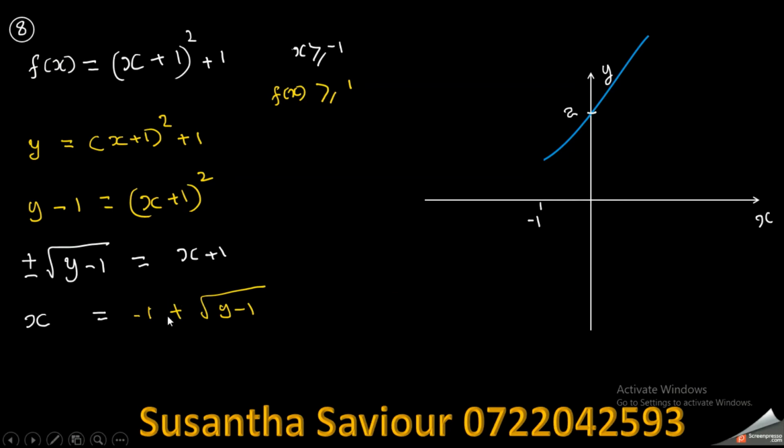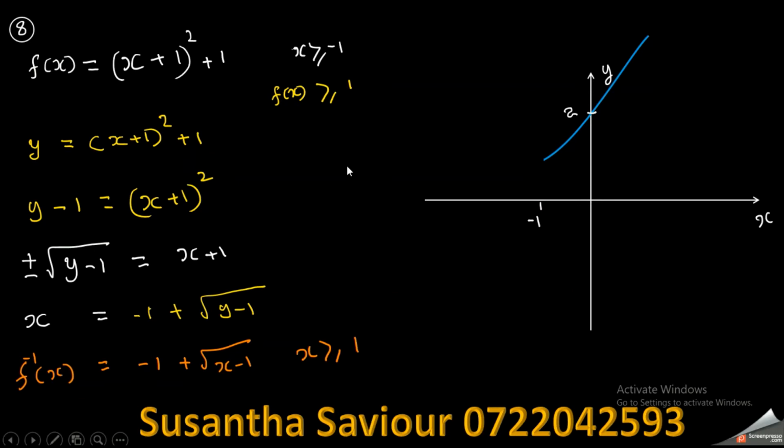So then therefore we take the plus. f inverse x is minus 1 plus the square root of y minus 1. Why do we take the plus here without taking minus? Because the range of this inverse has to be greater than or equal to minus 1. If you take minus, it will be less than minus 1, right? Therefore we discard minus and take plus. Therefore our f inverse x is equal to minus 1 plus the square root of x minus 1, where x is greater than or equal to 1, this range.